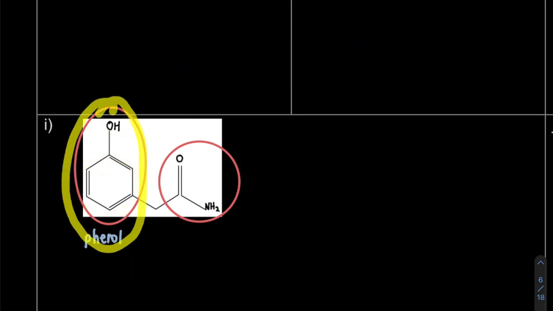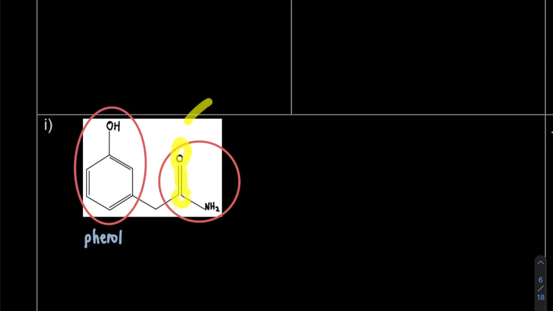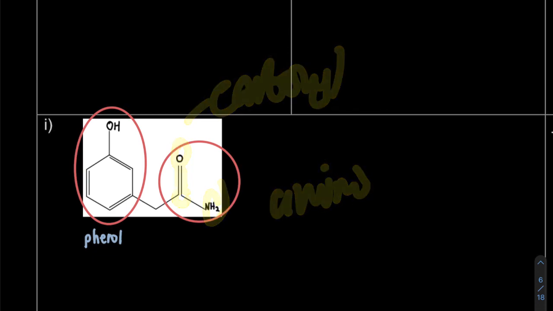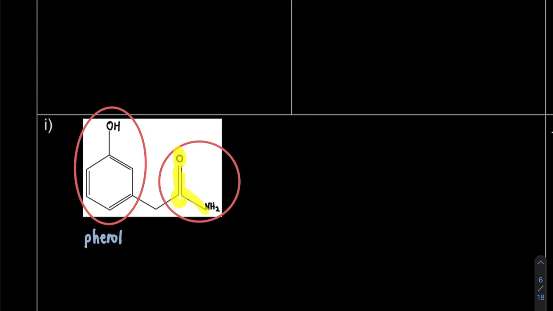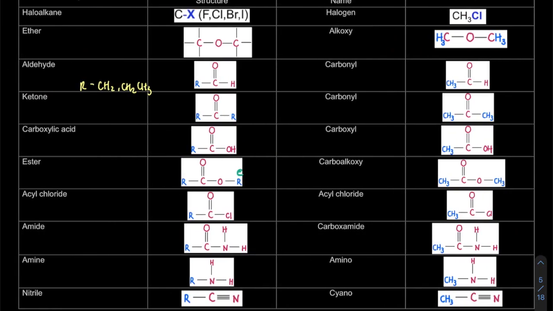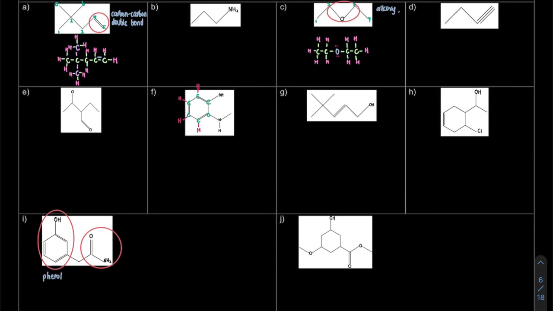The same goes for here. The C double bond O, you thought it will be carbonyl. And then here NH2 is actually your amino. But it's not. It's your C double bond O directly bonded to NH2. So what is actually the name of the functional group? It is carboxamide. So here is carboxamide.